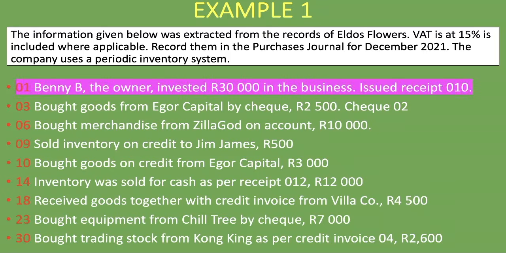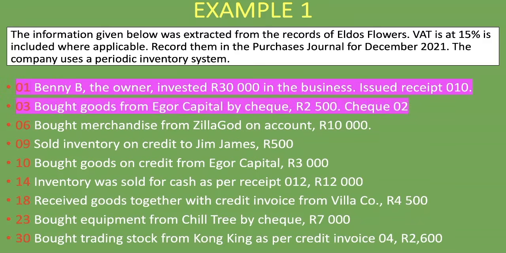Then on the 3rd of the month, we bought goods from Ego Capital by check, 2,500 Rand, check 02. Does this go into the purchases journal? No, it doesn't, because we bought it by check, meaning we paid cash for it. Since we paid cash and didn't buy it on credit or on account, it does not go into the purchases journal. So again, we'll highlight that one in purple.